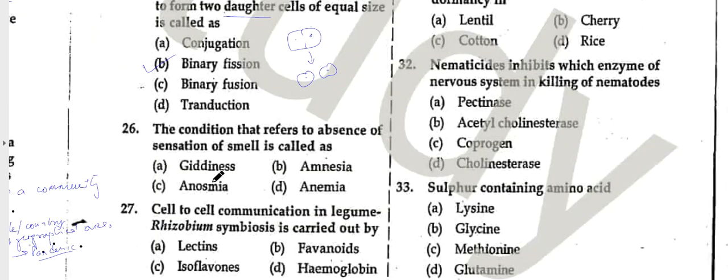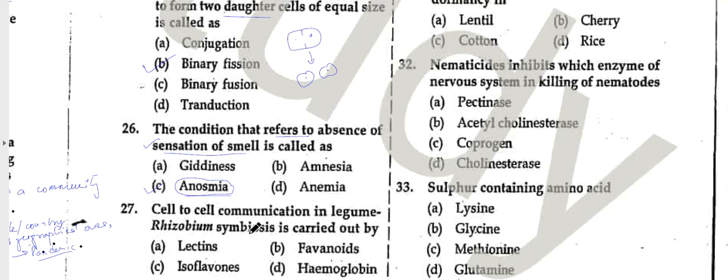Next question is number 26. The condition that refers to the absence of sensation of smell is option C, anosmia, which we mainly see in the symptoms of COVID, where the person loses the sensation of smell, anosmia. In COVID there is a temporary loss of the sensation of smell and taste.